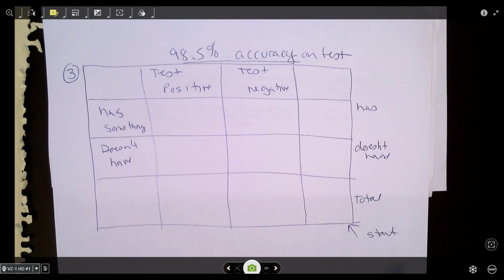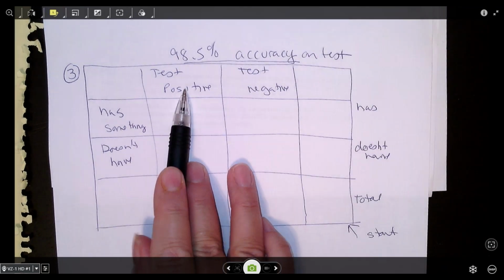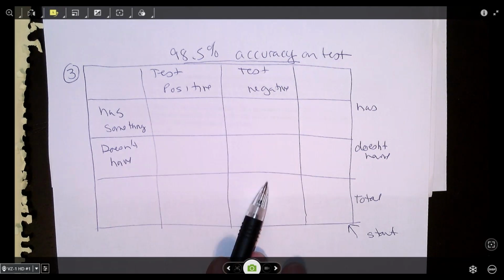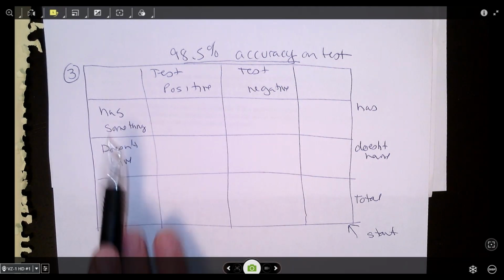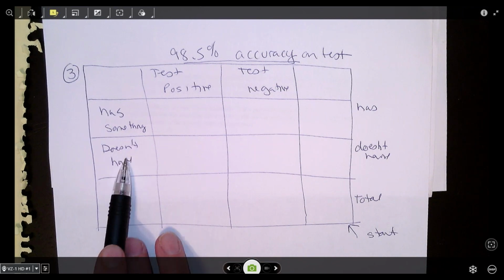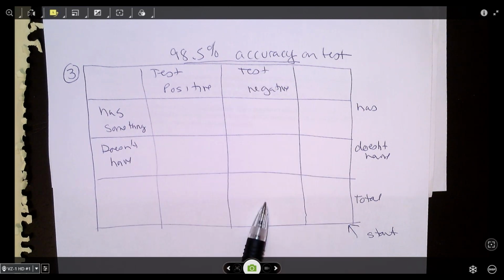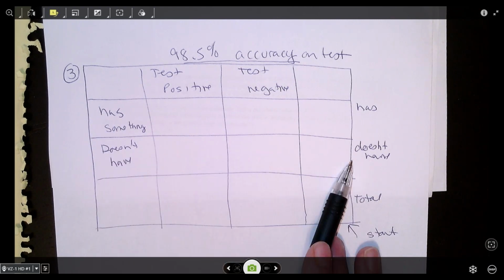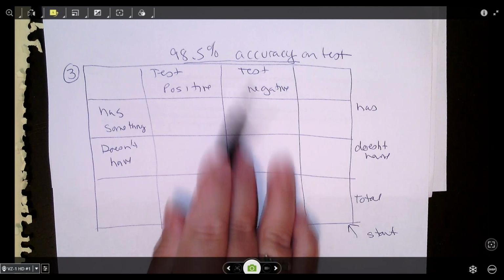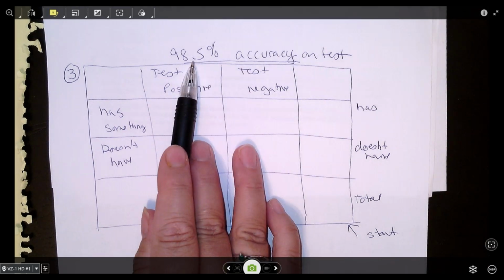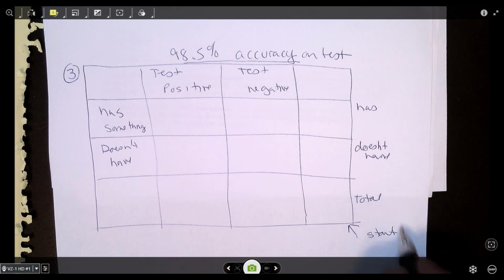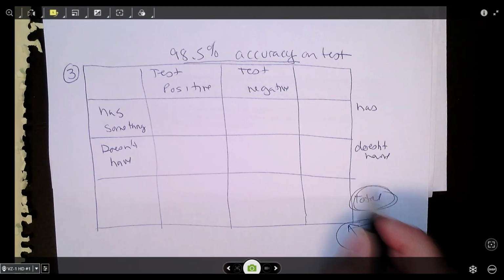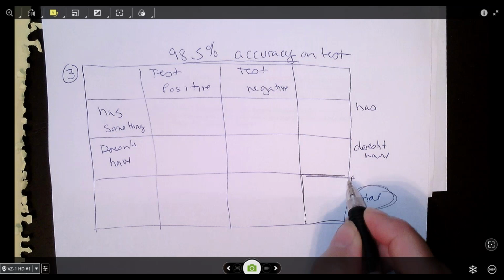Okay? Then you're always going to have a test positive and a test negative in the middle 2 columns. Then they have something and they don't have it. Whatever it is, I just wrote something instead of the specific case. Okay? That's how you're going to set up your table. A test positive, test negative in the middle columns. And in the middle rows, they either have whatever it is or they don't have it. Okay? Then you got to know the accuracy of the test. Just write that up there so you know. And where you're going to start every time is with your total population that they give to you. Okay?